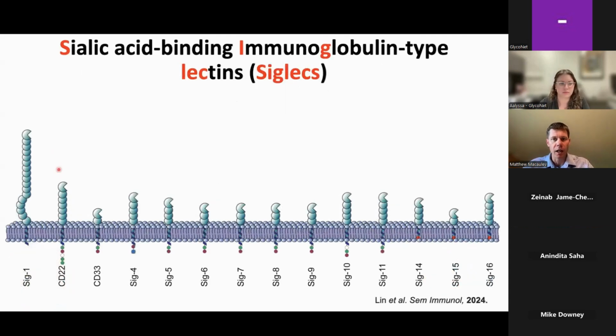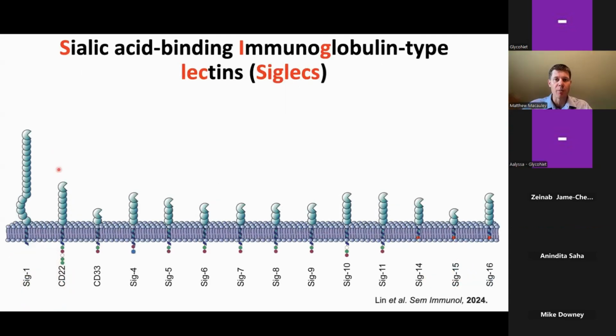So Siglec is an acronym and it stands for sialic acid binding immunoglobulin type lectin. These are glycan binding receptors in our bodies in humans. There's a really good number of them, about 14 of them. You can see that they all sort of look the same. They have similar parts, though. They have four different parts that make them up.